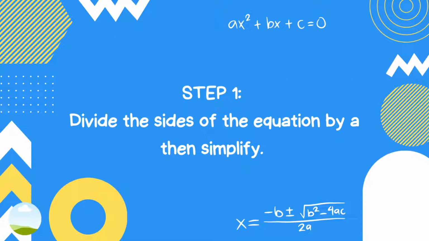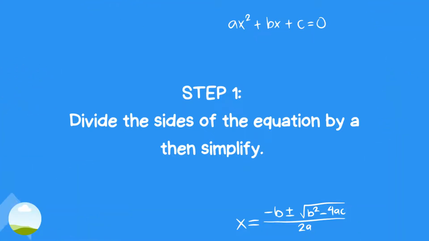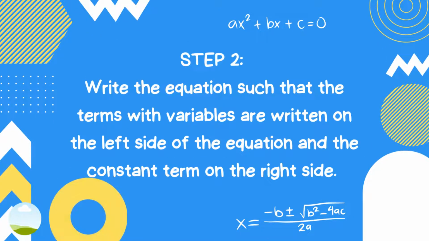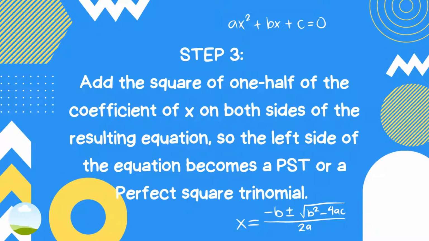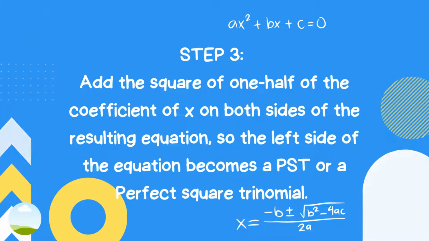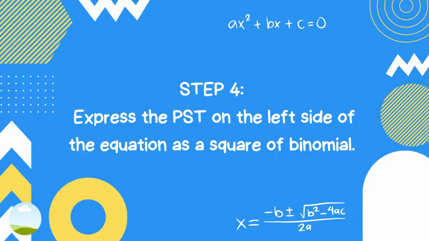First, divide both sides of the equation by a, then simplify. Second, write the equation such that the terms with variables are on the left of the equation and the constant term on the right side. Third, add the square of 1/2 of the coefficient of x on both sides of the resulting equation, so the left side of the equation becomes a PST, or a perfect square trinomial.